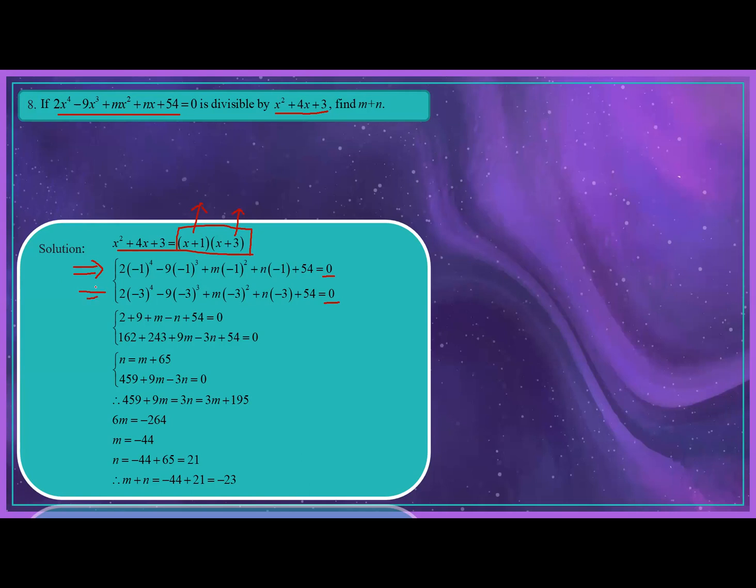Here you have x equals -1. Here you have x equals -3. You substitute, and you have these two equations. Solving for m and n, you have m equals -44 and n equals 21. So adding these two, you have -23. Okay, so factor theorem here.